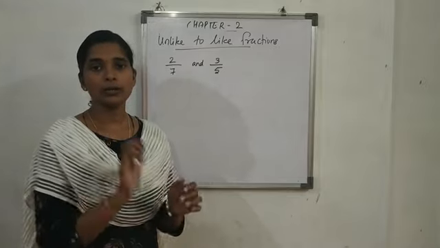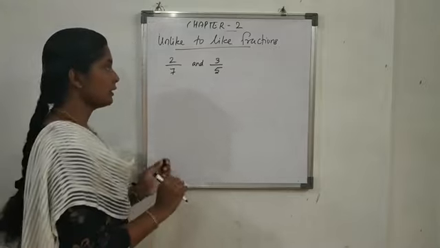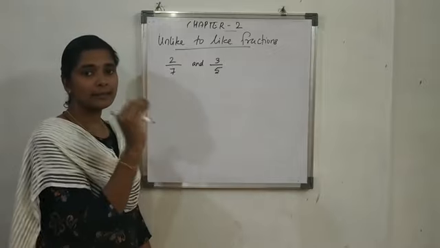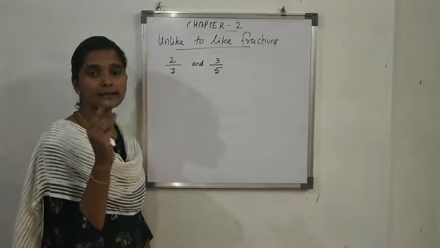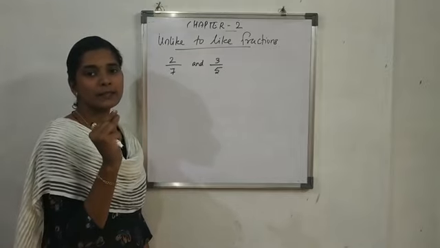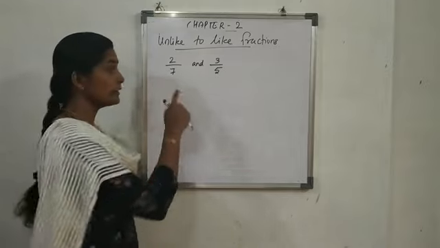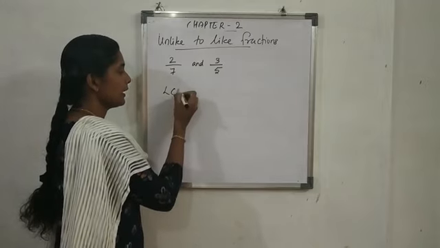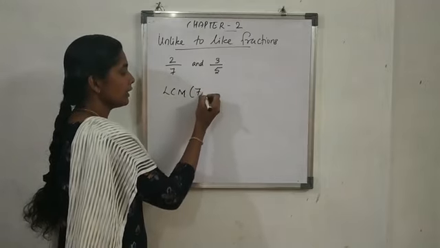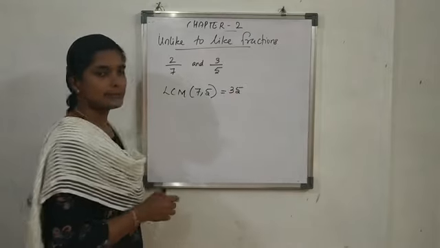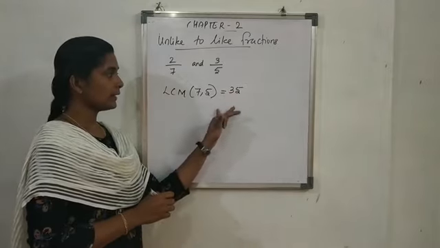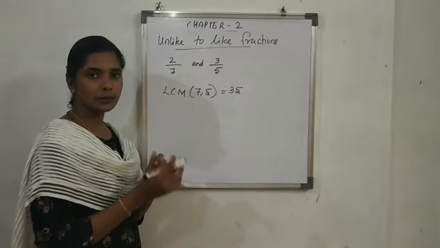Then how will you convert it into like fractions? For like fractions, we have to make the denominators same. How will you make the denominators same? Only one method is there. We have to take the LCM of these denominators. The LCM of the denominators 7 and 5, 7 into 5, 35 is the LCM. Then if we take the LCM, the denominators will become the same.